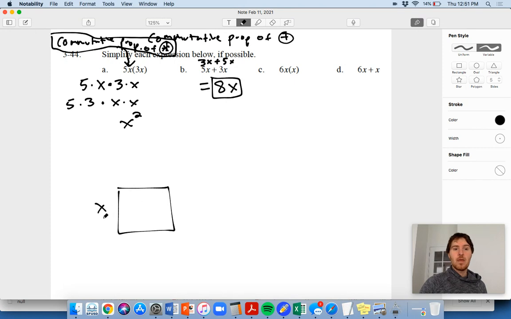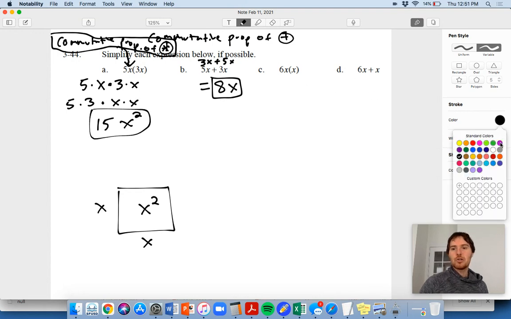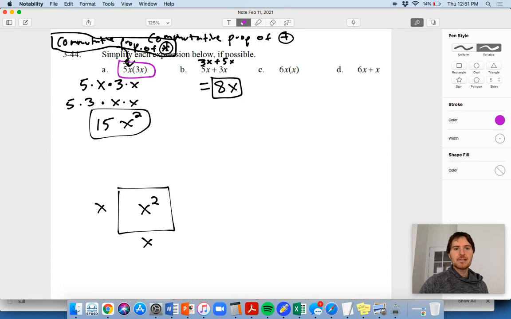Where does that come from? Well, we have a square with a width x and a height x. Area is going to be x squared, as we've been dealing with the area model recently here. 5 times 3 is 15, and we got our answer, okay? So looking back at the original problem, 5x times 3x, to quickly jump to your answer, all you got to do is multiply the numbers and variables. That's it. That's your shortcut here, okay?